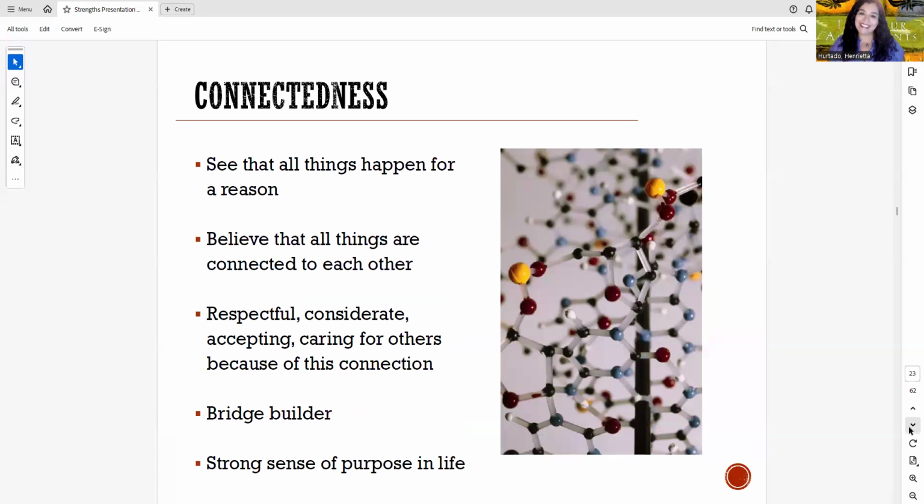Connectedness. You see that all things happen for a reason. Believe that all things are connected to each other. You are respectful, considerate, accepting, caring for others because of this connection. You are a bridge builder and you have a very strong sense of purpose.